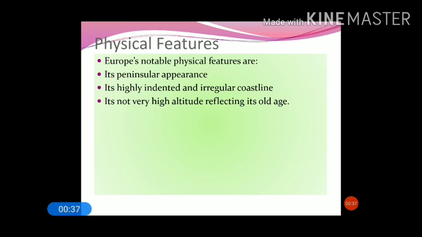In how many physical divisions Europe is classified, we'll be discussing one by one, about all those physical features in a detailed way. Europe's notable physical features include its peninsular appearance. The landmass looks totally like a peninsula because it is surrounded by water on three sides.